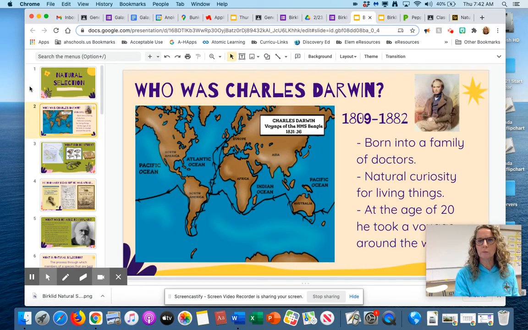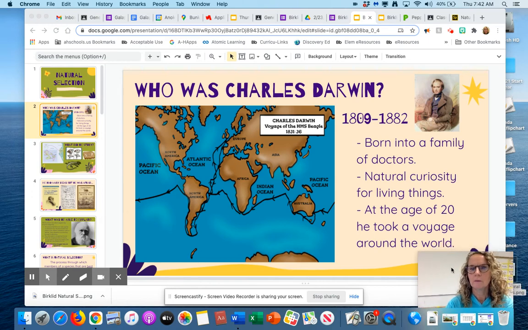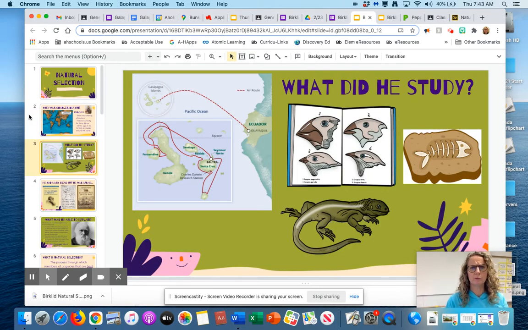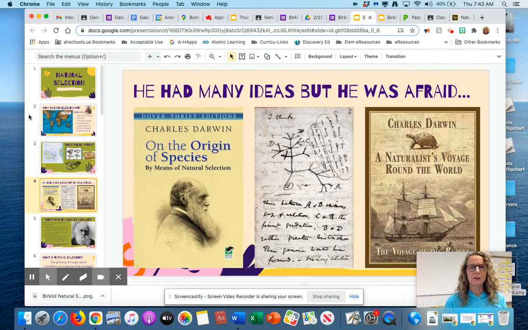He was born into a family of doctors. He had a natural curiosity about things. At the age of 20, he took off on that voyage around the world and he collected lots and lots of specimens. So if you look at what he collected, he's most famous for his study on finches and iguanas, and then looking at fossils and looking at the record and how all those things are shared.